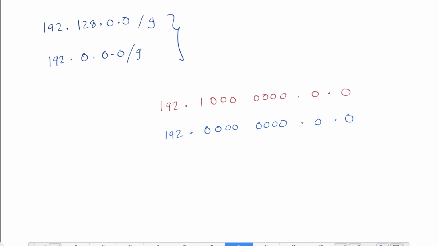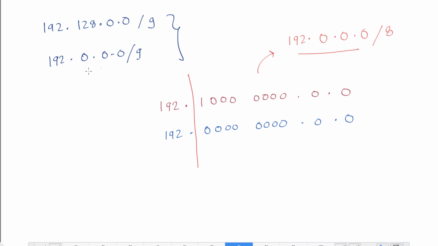Now it's very simple. You just need to identify till what point things are common. Things are common only until this point, which means you can merge them this way: 192.0.0.0 slash 8, because only these 8 bits are fixed. So these two networks got merged into this one network.